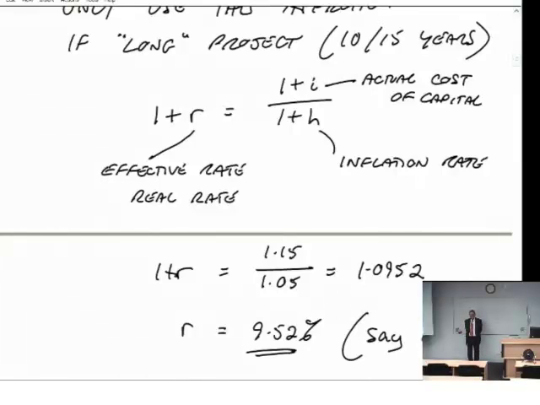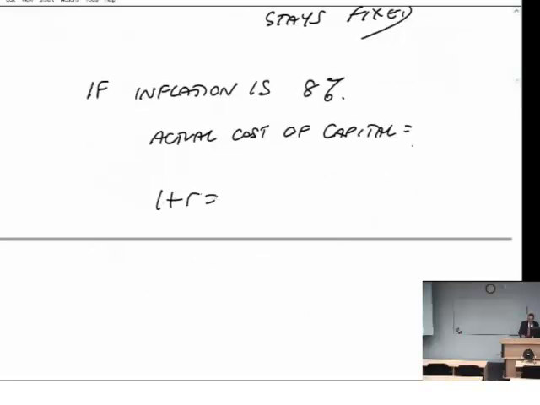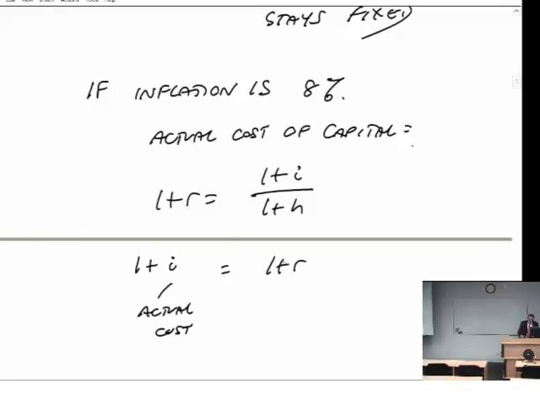Not precisely. Give me a precise figure. Look at that formula. She's probably right, yeah. I said 1 plus the effective rate is 1 plus the actual cost of capital over 1 plus the inflation. Surely rearranging it, if I multiply by 1 plus h, 1 plus the actual cost of capital is 1 plus the real rate times 1 plus the inflation rate.